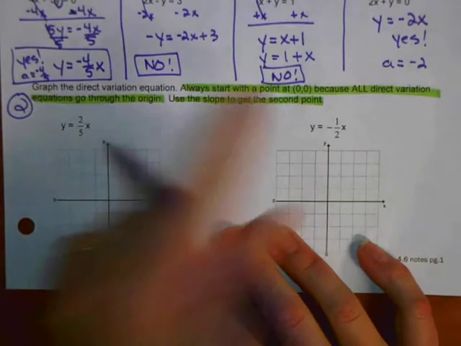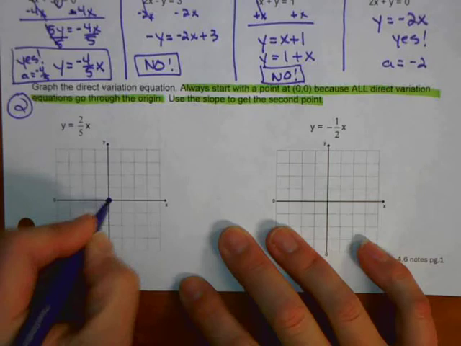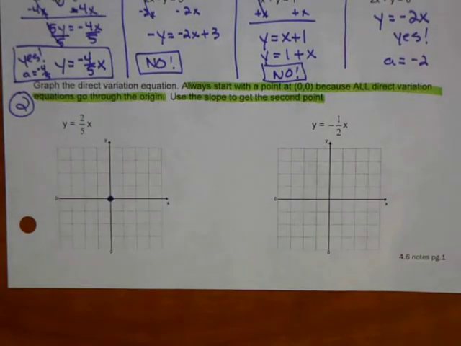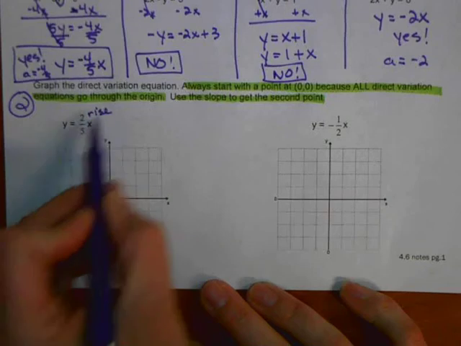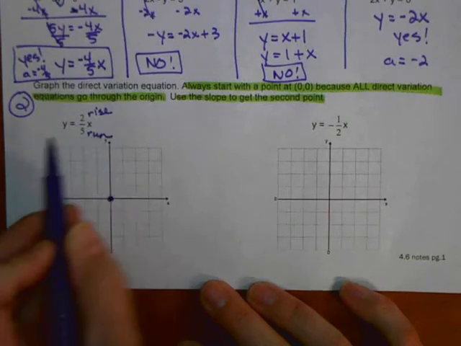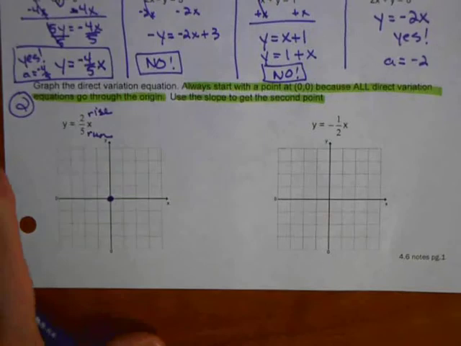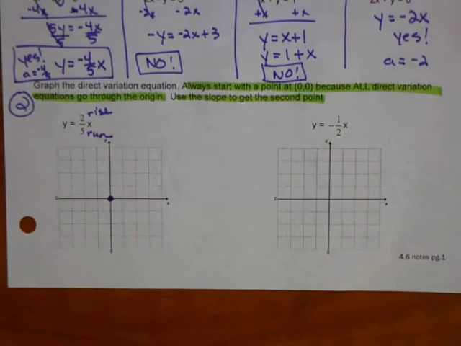So this says always start with the point 0, 0. So I'm going to put a point at 0, 0. That's my first point, and it's on that line because it's a direct variation equation. Then I use the slope, which is a rise of 2 and a run of 5.